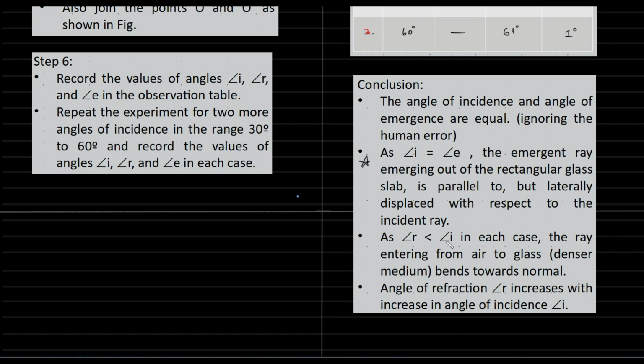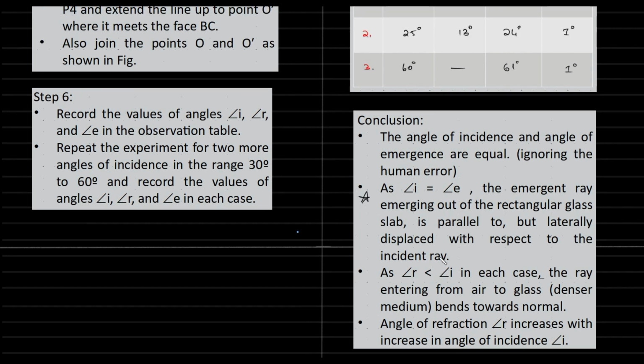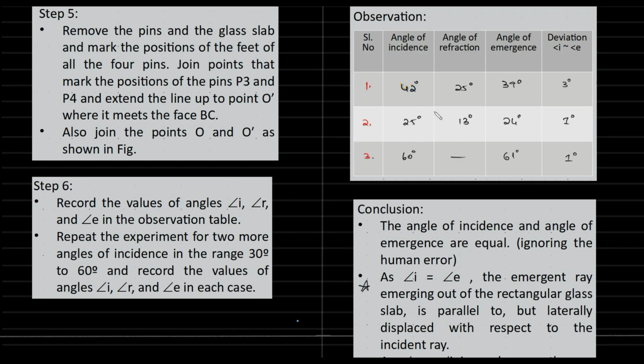The angle of refraction is lesser than the angle of incidence. In each case, the ray entering from air to glass bent towards the normal, right? And so this is your conclusion. It will bend towards the normal since it's moving from rarer to denser. The angle of refraction increases with increase in angle of incidence. Yes, that is true. If I happen to increase this, this value increases, right? And yes, angle of emergence, angle of incidence, and angle of refraction. So these are your writings.